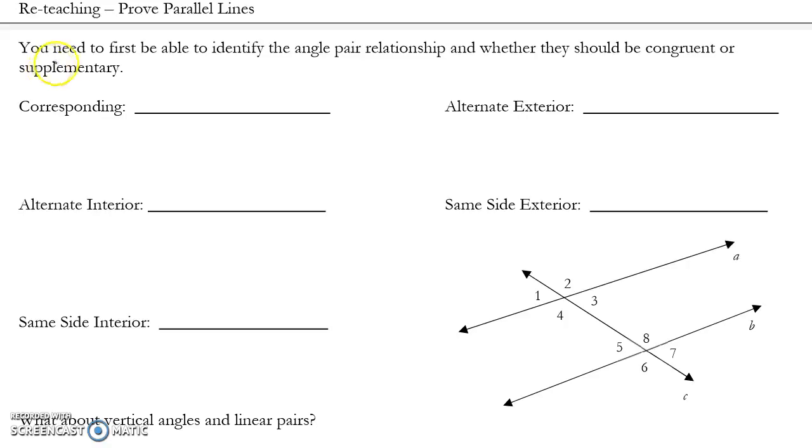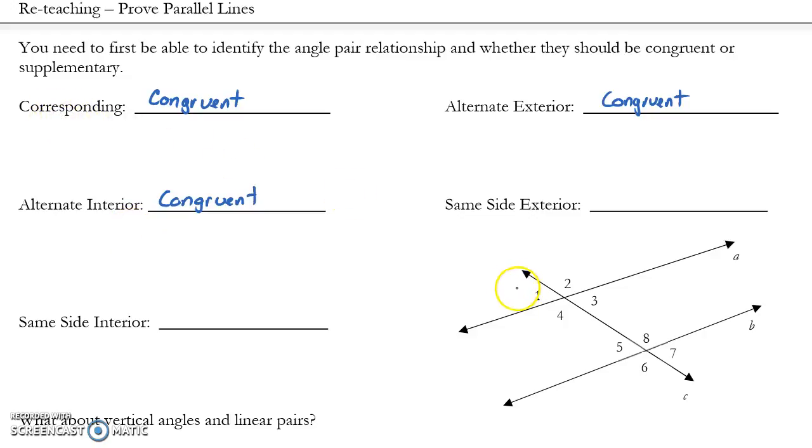So we recognize, hopefully, that our corresponding angles must be congruent if my lines are to be parallel. Alternate exterior are congruent. Alternate interior are congruent. A list of those types of angles, or those angle pairs.